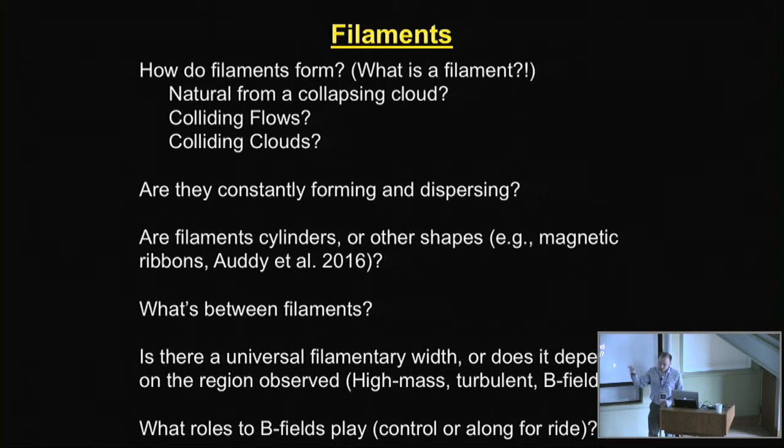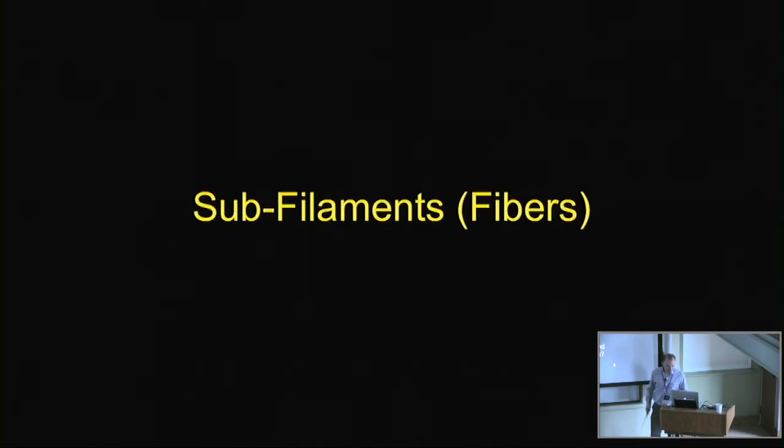And what's even the shape of a filament? There are these ideas that they're cylinders, but if magnetic fields are significant, you expect them to be flattened a little bit. And so Shantanu Basu has had this idea of magnetic ribbons that filaments actually are. And what's in between filaments, and how are filaments accreting from this, or is there mainly flow along filaments once they form? And I already talked a little bit about universal filament width, and a question I always like to ask, what roles do magnetic fields play? So let's get down to a slightly smaller scale, the subfilaments.